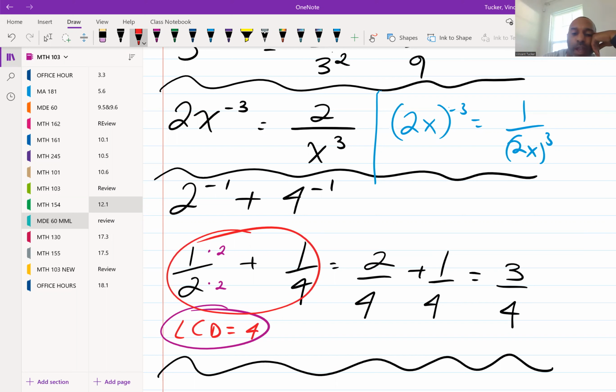Then don't forget, if you're going to add fractions, you need a common denominator. A common denominator is 4, the smallest number that both 2 and 4 can divide into evenly. So to change the denominator to 4, I have to multiply it times 2, multiply it to the top and bottom. This already has a denominator of 4, so we're okay. So that's 2 over 4 plus 1 over 4 gives you 3 over 4 as your final answer.